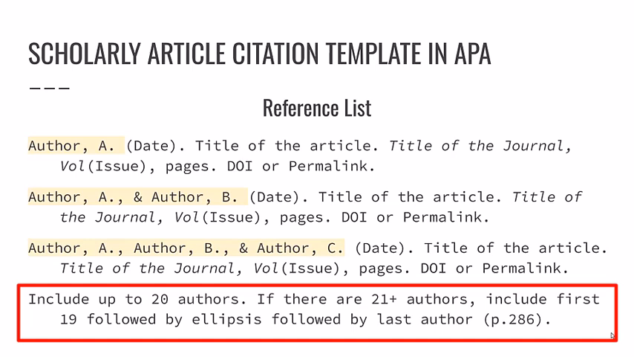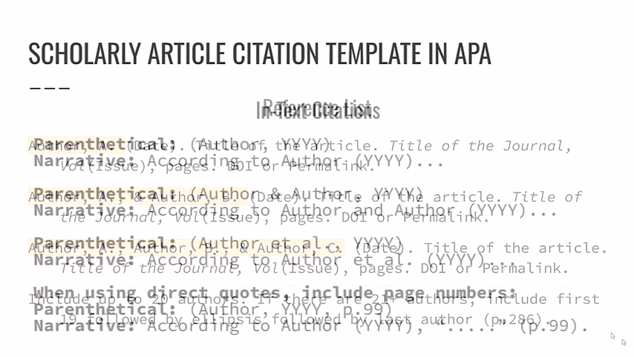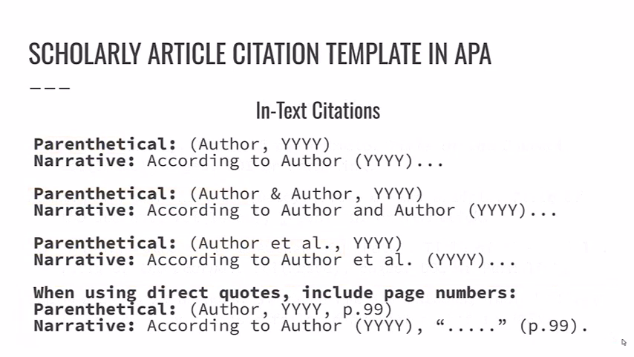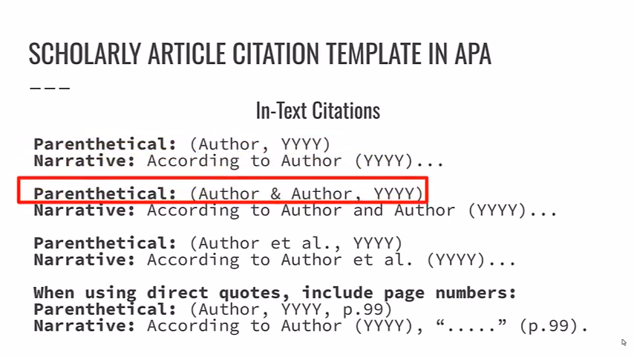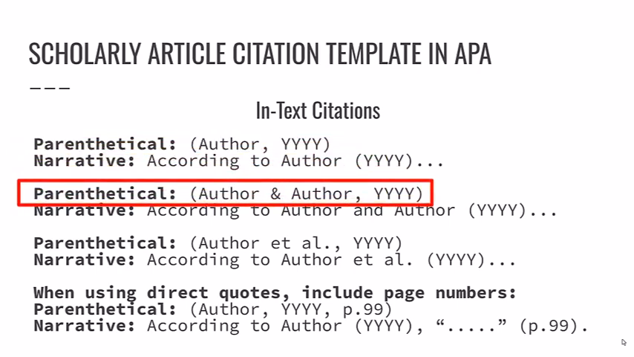When referencing your citations in the body of your paper, you can do so either parenthetically or narratively. If you've paraphrased material without introducing the author as part of the sentence, you can use a parenthetical citation. For one author, you'll include in parentheses the author's last name, followed by a comma, and the year of publication. For two authors, you'll include the first author's last name, followed by an ampersand, and then the second author's last name. You'll follow the second author's last name with a comma and the year of publication. This will all be enclosed in parentheses.